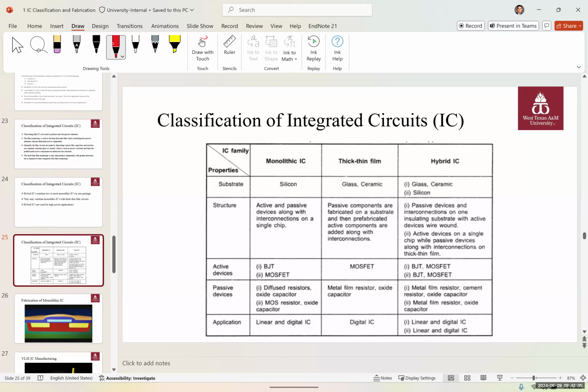Passive devices include diffused resistors, oxide capacitors, MOS resistors, and so on. The application is for linear and digital ICs. Thick film, you can read faster than I can. They are made out of glass or ceramic, for MOSFET transistors and passive components, and they are usually used in digital ICs. And finally, hybrid is a combination of both. It's for BJT and MOSFET transistors made out of glass, ceramic, or silicon, for passive and active devices, for linear and digital devices, like thick film resistors, cement resistors, oxide capacitors, and so on.